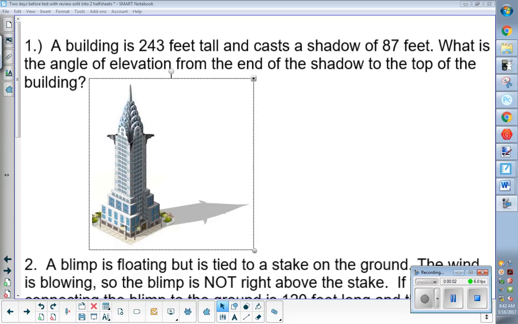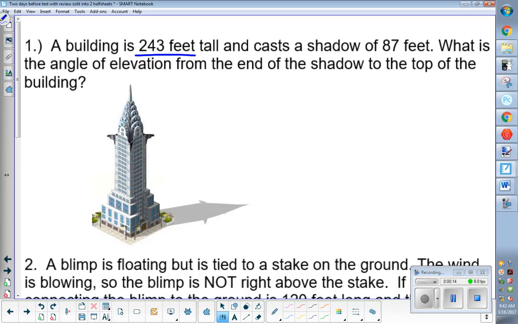So we're starting off here with story problem review. It says a building is 243 feet tall and casts a shadow of 87 feet. What is the angle of elevation from the end of the shadow to the top of the building? Here's my building, there's my shadow. If we're talking about how tall something is, what do I know about this thing?